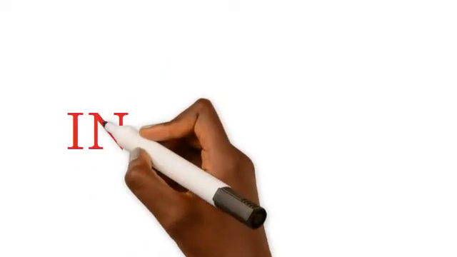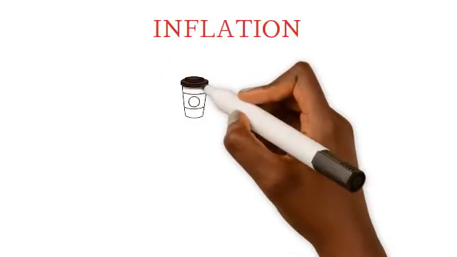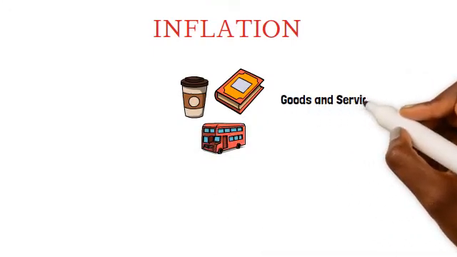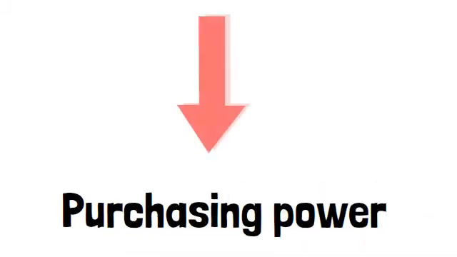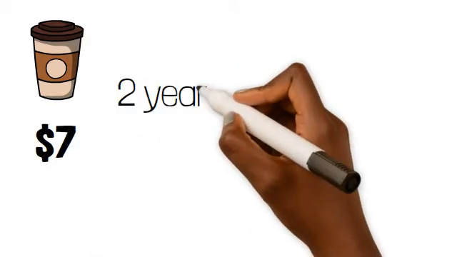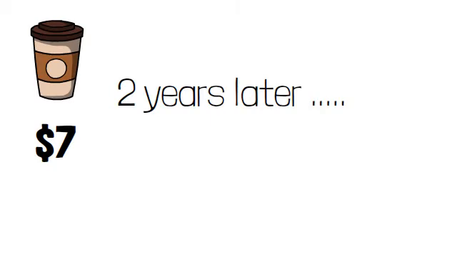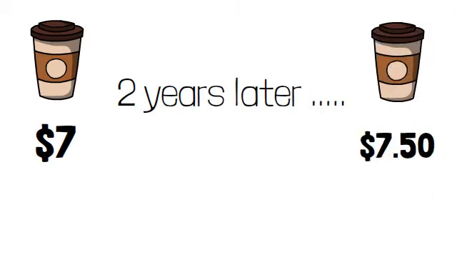In simple terms, inflation is the increase in the price of goods and services, as well as the decrease in the value of your money, essentially a decrease in its purchasing power. Let us look at it this way. A good cup of coffee from your favorite cafe might be $7 today, but 2 years later you probably need to pay an extra 50 cents to get that same cup of coffee.